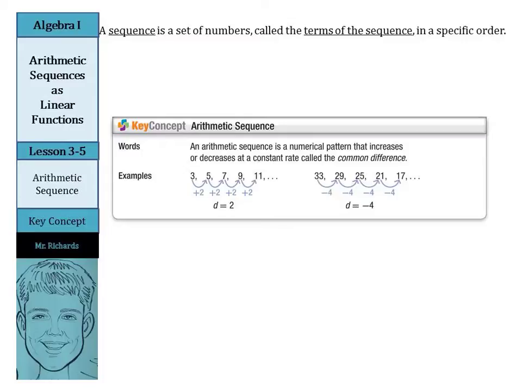Well, what is an arithmetic sequence? It's a numerical pattern that increases or decreases at a constant rate, and that constant rate is called the common difference. In that first example, you can see we go from 3 to 5 to 7 to 9 to 11. There was an increase of 2. And then from 33 to 29, 29 to 25, 25 to 21, and 21 to 17, there was a decrease of 4. So the common difference in the first one was 2, and the common difference in the second one was negative 4.